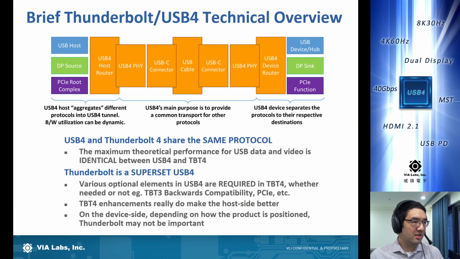So this one is just another summary page. We already kind of mentioned that USB 4 is a tunneling protocol. USB 4 and Thunderbolt 4 actually have the same protocol. And if we look at the theoretical maximum performance, both of them currently can achieve 40 gigabits per second.